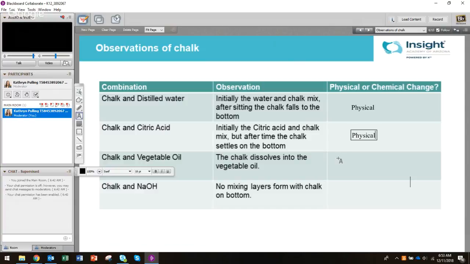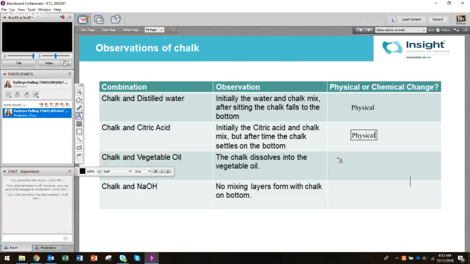So no color change, no bubbles forming. And this is the opposite of a precipitate forming because I'm not getting a new solid that wasn't there.